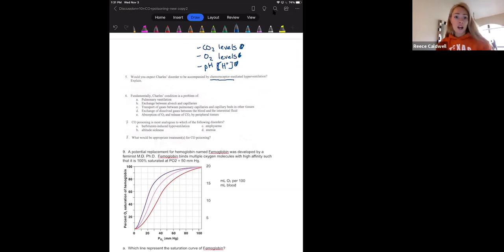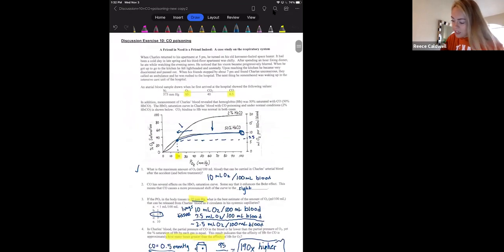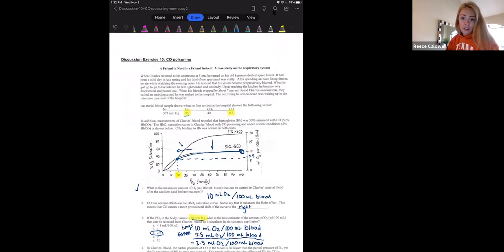However, with carbon monoxide poisoning, these all remain the same. There's not much that changes. If you look at this blood gas analysis, oxygen is normally about 100 millimeters of mercury.